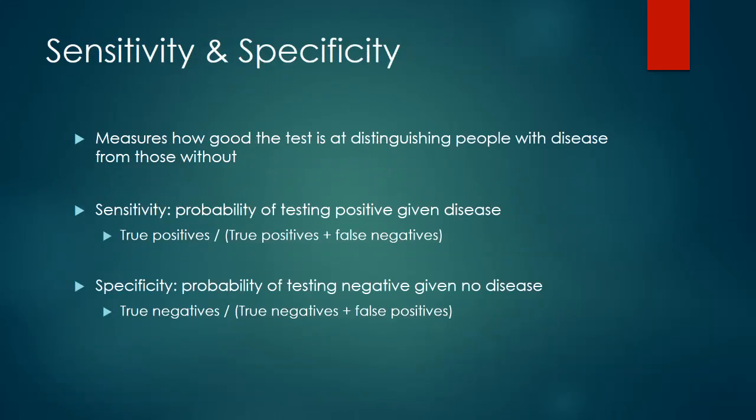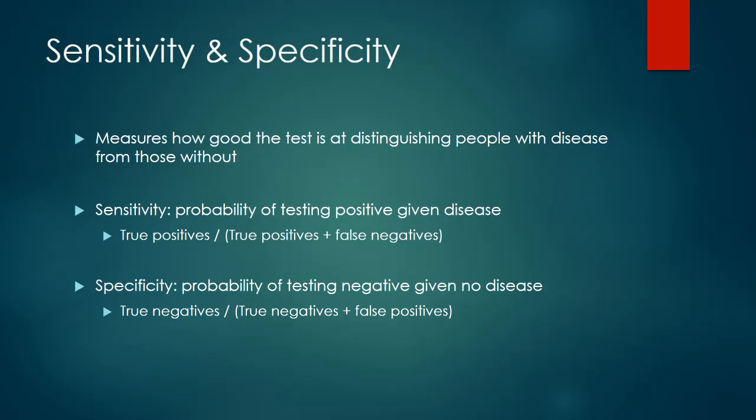So sensitivity and specificity, we talked about this in Module 2, but we'll quickly go through this again since they're the foundation of some other measures that are used in clinical decision-making. And these are really just measures of how good a screening test is at distinguishing people who have disease from those who don't. So sensitivity is the probability of testing positive given that someone truly has a disease.